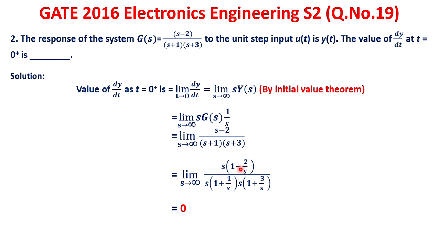So s into (1 minus 2 by s). Here again s into (1 plus 1 by s). Here we take s into (1 plus 3 by s). So as s tends to infinity, the bracket terms will be 1 minus 0, 1 plus 0, 1 plus 0. So s by s square is 1 by s, so as s tends to infinity it is 0. Or we can even say, whenever the number of poles is greater than the number of zeros, as s tends to infinity, it is going to be 0 only. So that way also we can conclude.